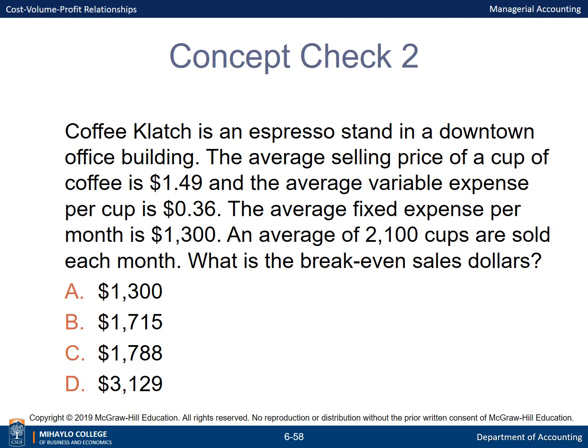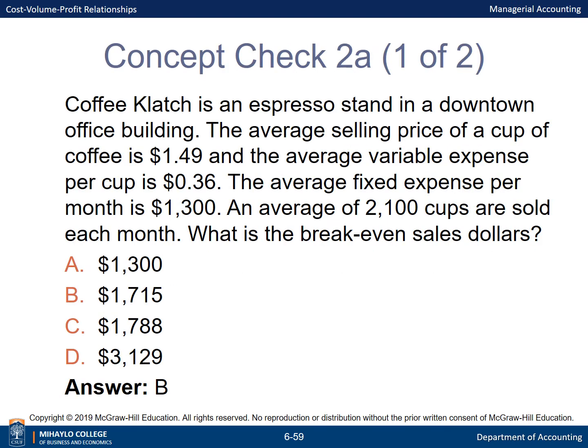Coffee Klatch is an espresso stand in a downtown office building. The average selling price of a cup of coffee is $1.49, and the average variable expense per cup is 36 cents. The average fixed expense per month is $1,300. An average of 2,100 cups are sold each month. What is the break-even sales dollars?